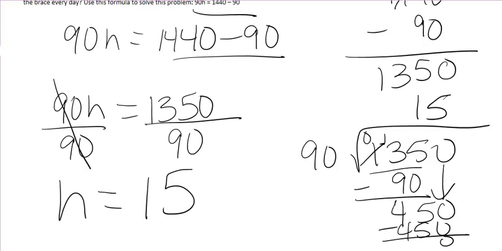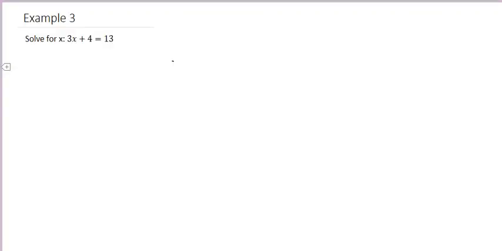Two-step equations, part 2. So now let's go on with the next example. Example 3, solve for x. We have 3x plus 4 is equal to 13. So in this problem, we are going to isolate x. So we are going to begin by solving.